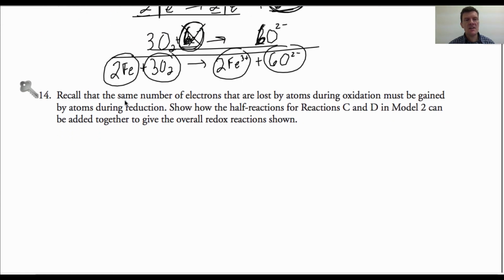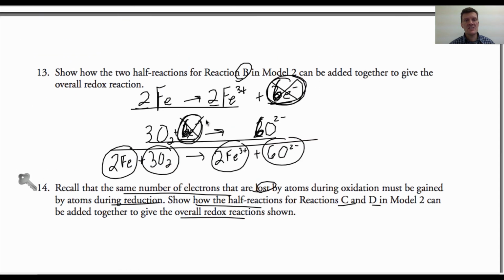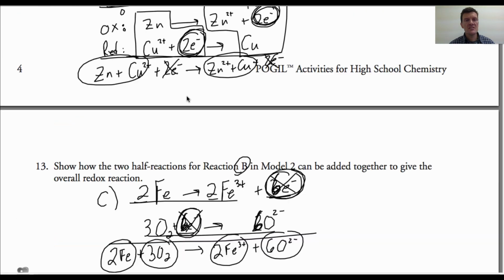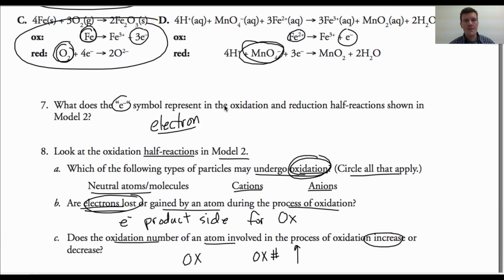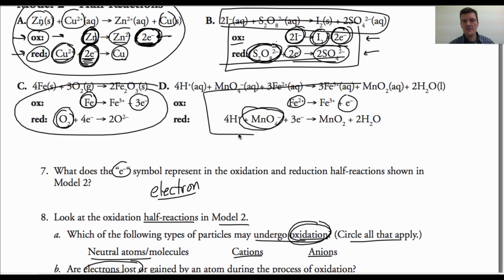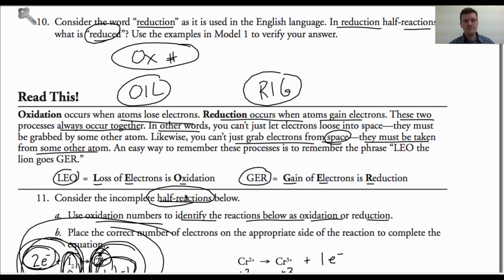So the same number of electrons that are lost during an oxidation must be gained by atoms during their reduction. Show how the half reactions for reactions C and D can be added together to get the overall redox reaction shown. So I just showed you C. This was actually C right here. Let's do D together just for a little more practice. Okay. So we have F2 turning into F³.